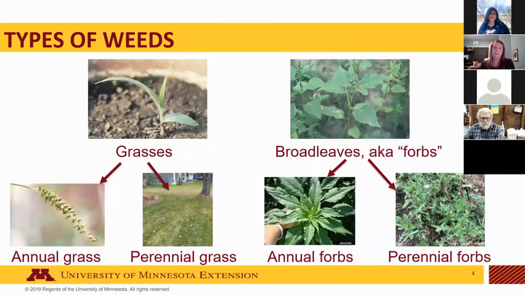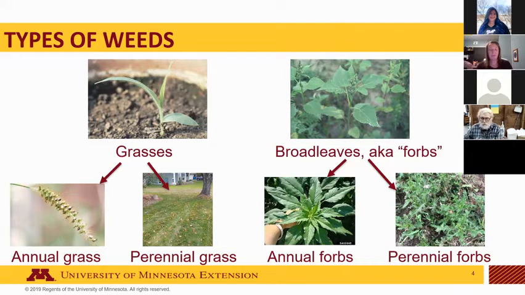There are two main types of weeds that we like to start with, and that's grasses and broadleaf weeds, also known as forbs. It's really important that we distinguish whether a weed is a grass or a broadleaf, because a lot of herbicides are either specific to grasses or specific to broadleaves.